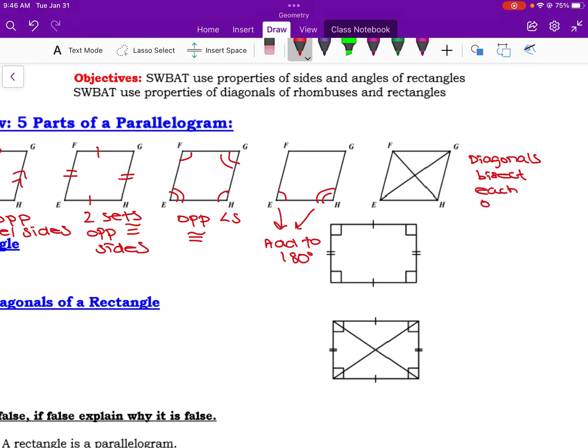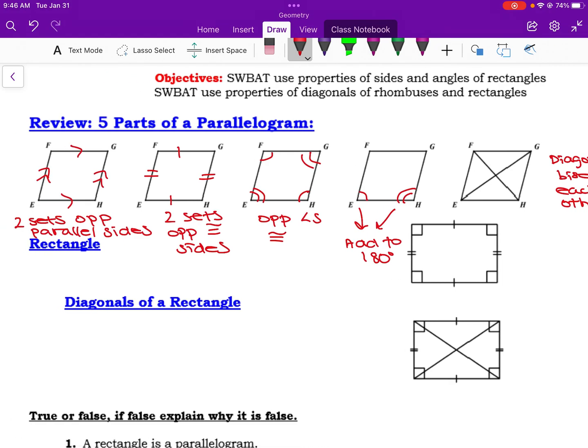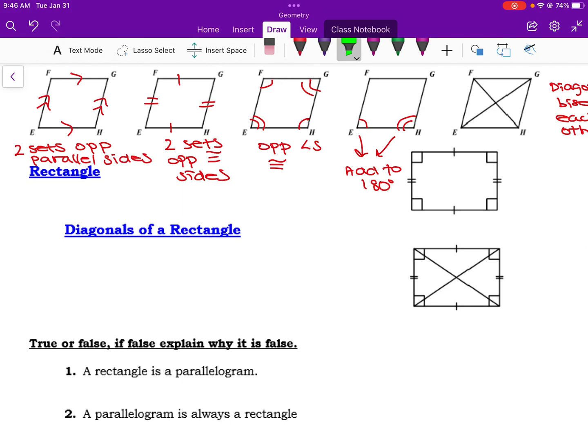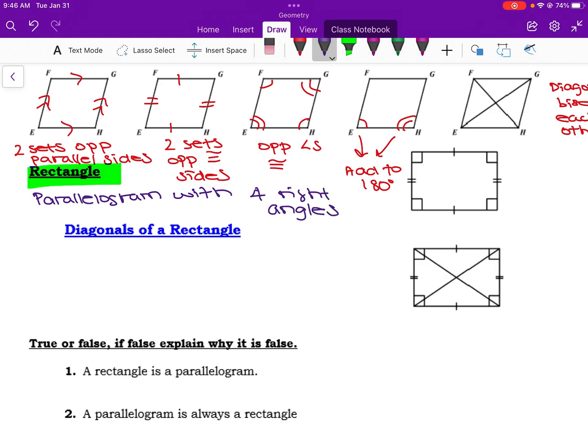So again, these are properties of parallelograms. They also extend to rectangles because by definition a rectangle is a type of parallelogram, just a more specific one. So that kind of leads us into our definition. So a rectangle is already a parallelogram, but we say it's with 4 right angles. We'll say a parallelogram with 4 right angles.